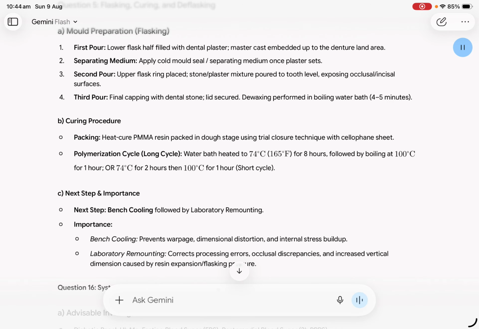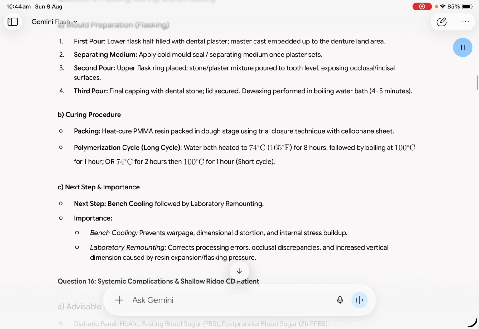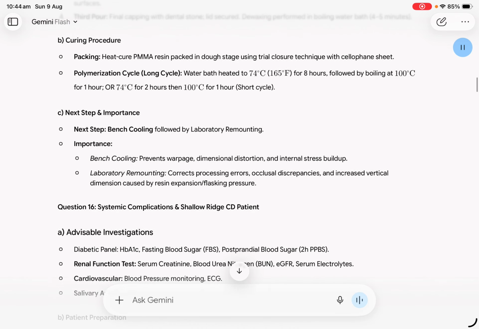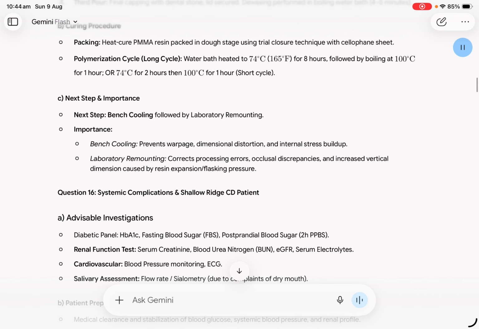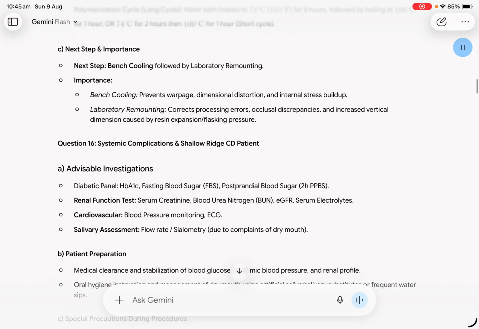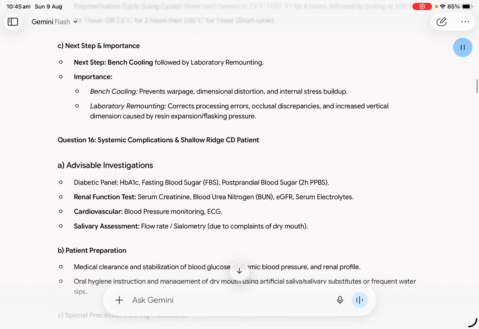C. Next step and importance. Next step, bench cooling, followed by laboratory remounting. Importance, bench cooling. Prevents warpage, dimensional distortion, and internal stress buildup. Laboratory remounting. Corrects processing errors, occlusal discrepancies, and increased vertical dimension caused by resin expansion/flasking pressure.